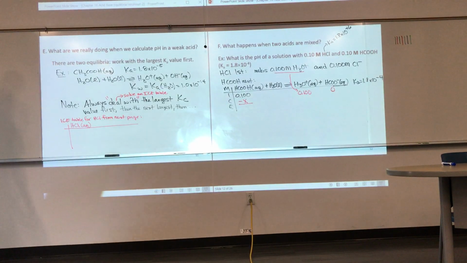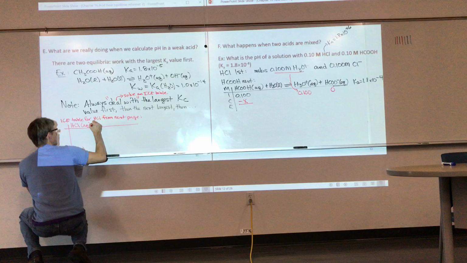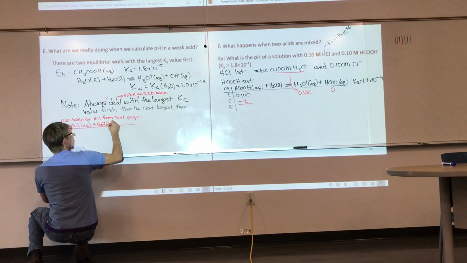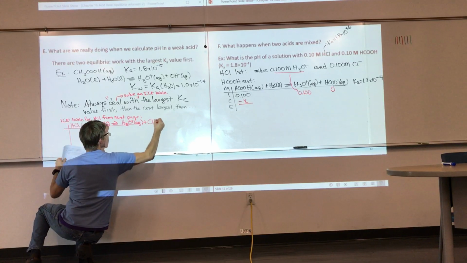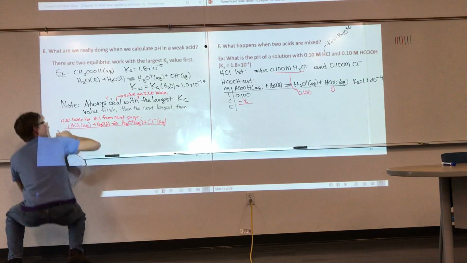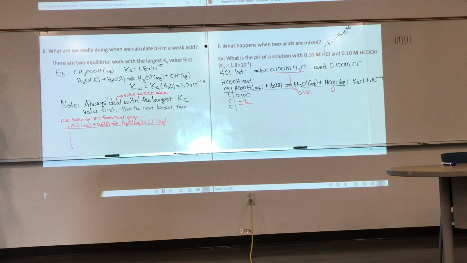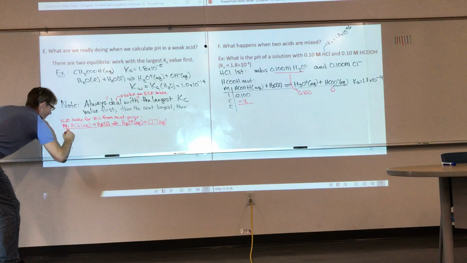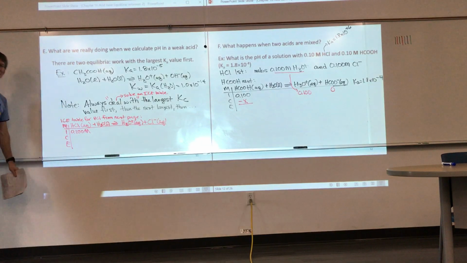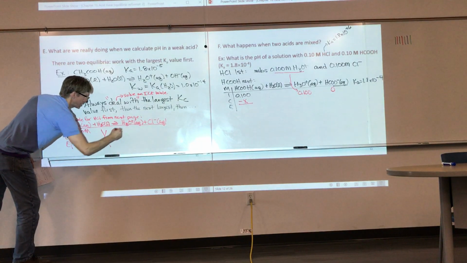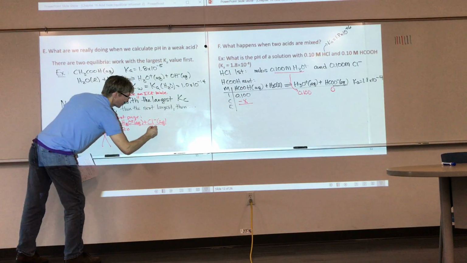The ice table I'm about to make for you is still a Ka ice table. That's still the equilibrium constant expression we're doing. It's going to be HCl plus water goes to hydronium plus chloride ion. Molarity, ice. And we have an initial concentration. We don't care about water. We have approximately 0 hydronium. We have 0 chloride.